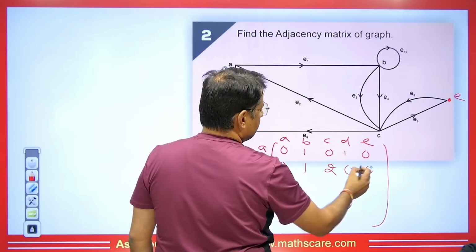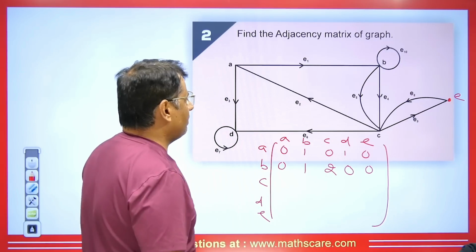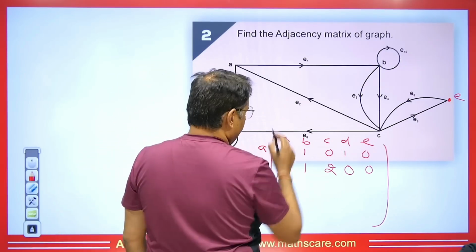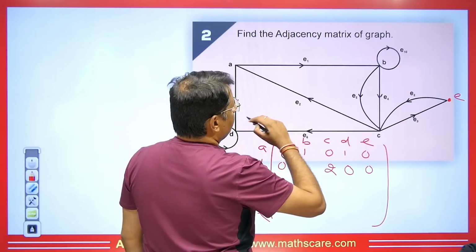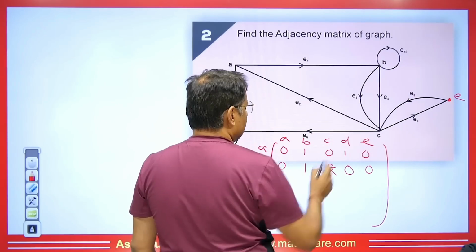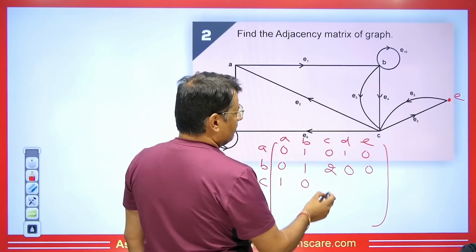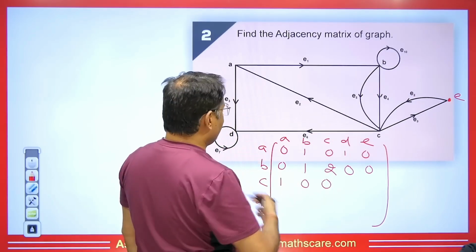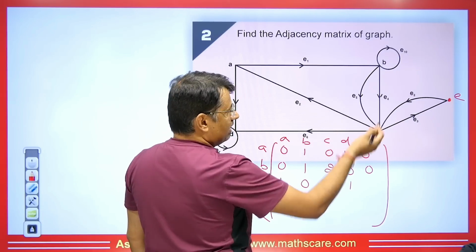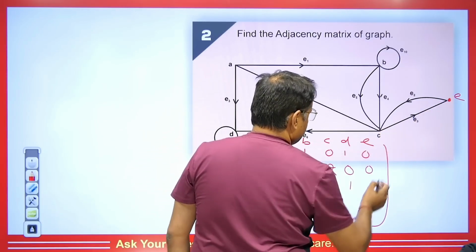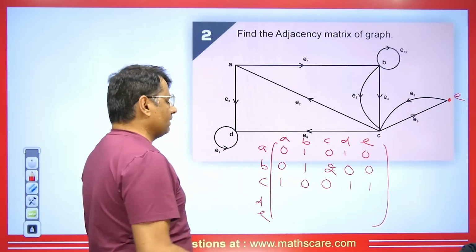Now let's talk about C. Where is C going? C is going to A, so it will be 1. Okay, students? Is C going to B? No, it's not going. It will be 0. In this, C is also not going to C. It will be 0. Is C going to D? It is going. So we will write 1 here. C is going to E. So we will write 1 here. Clear? Let's see where D goes.